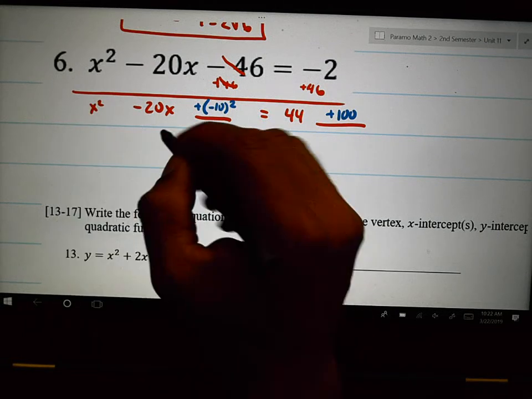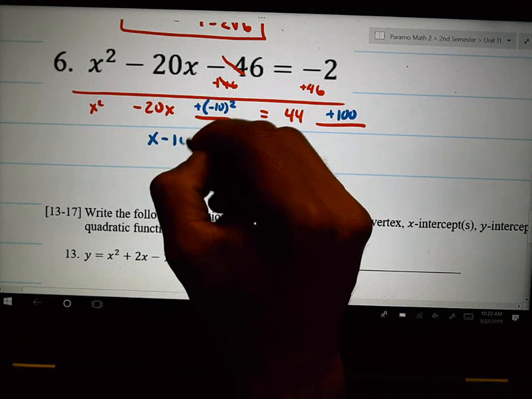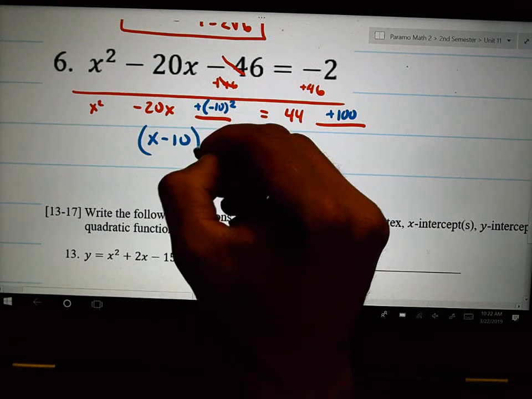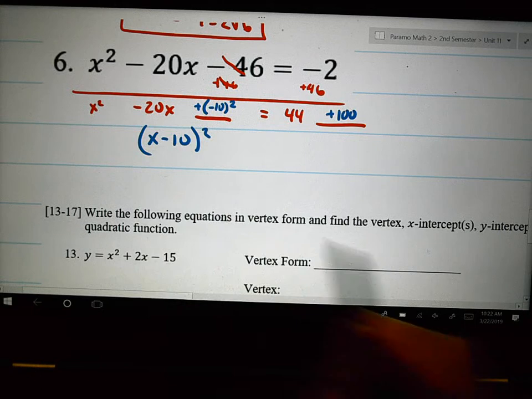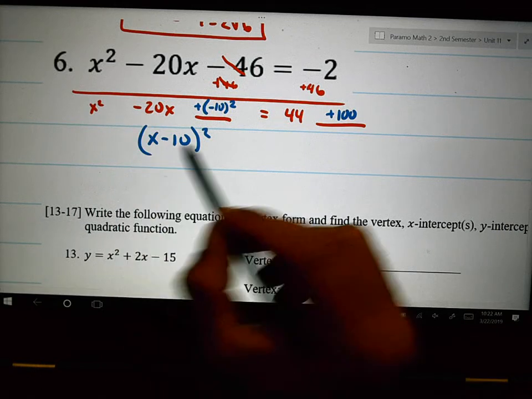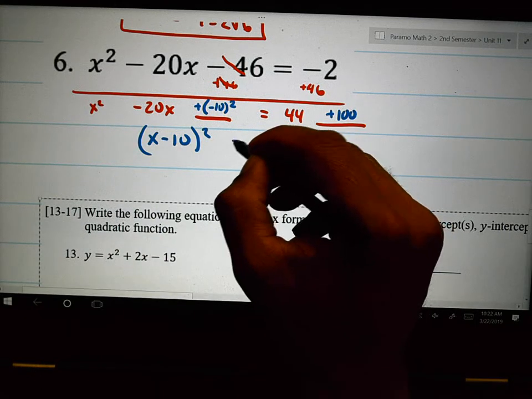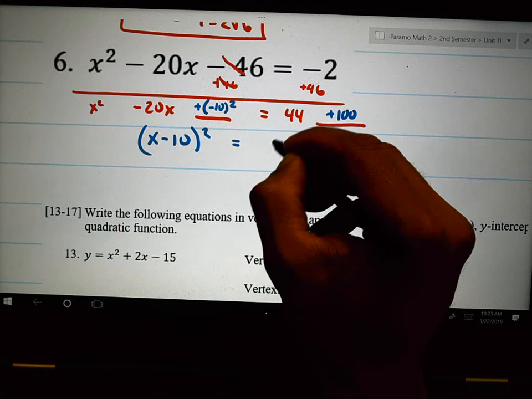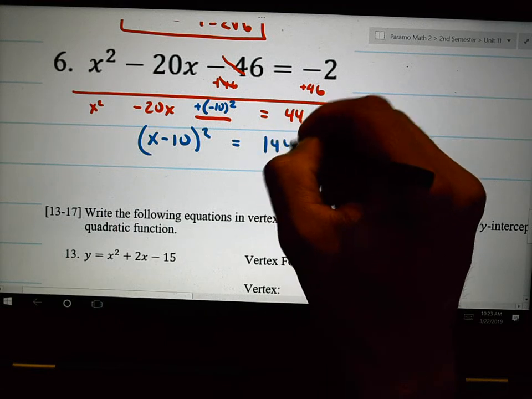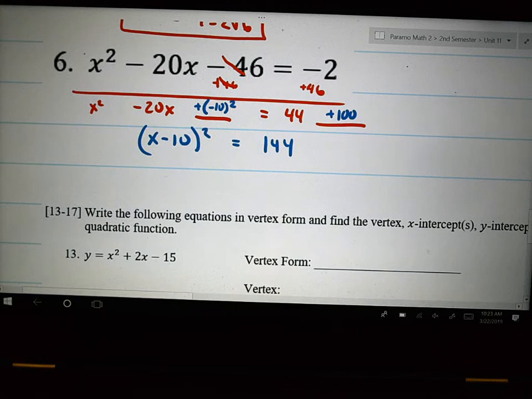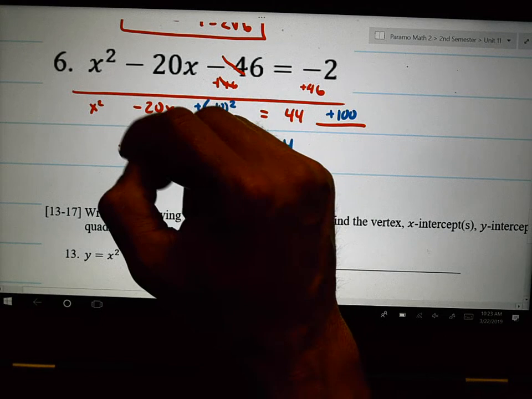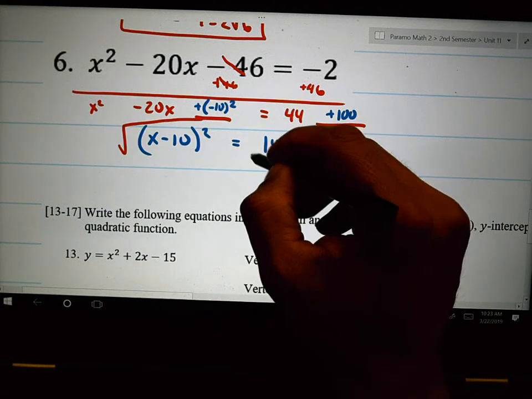This left side factors perfectly. And every time you take the square root of this, the square root of that is just negative 10. It's got to match that sign. 144. We've completed the square. All we have to do now is square root both sides. Don't forget the plus or minus sign.